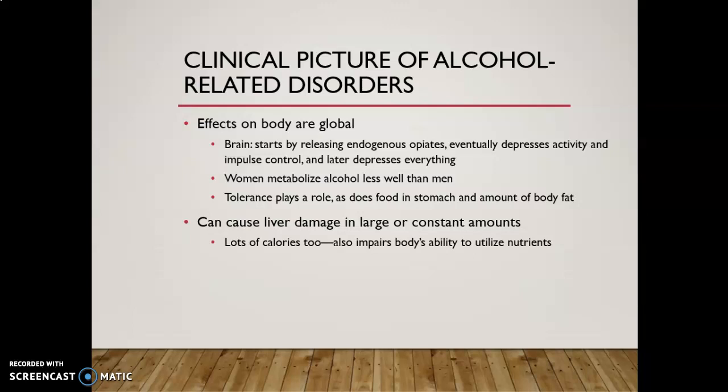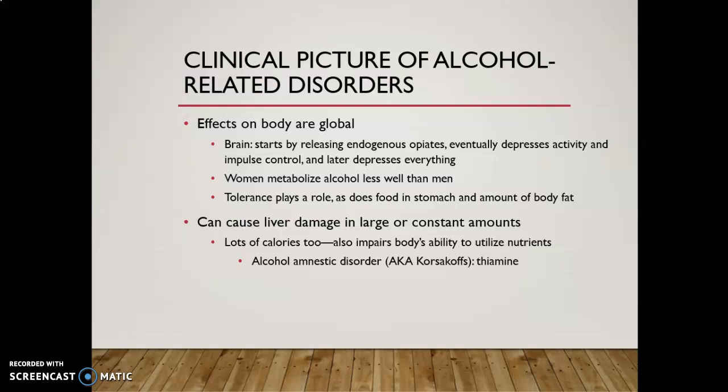As I said before, alcohol does indeed have a lot of calories. It also can impair the body's ability to utilize certain nutrients. It prevents these nutrients from being metabolized. People can be drinking alcohol instead of eating healthy foods, which can be very bad.